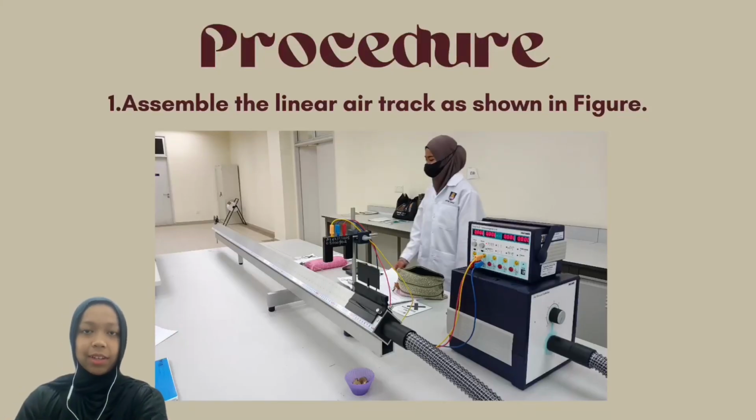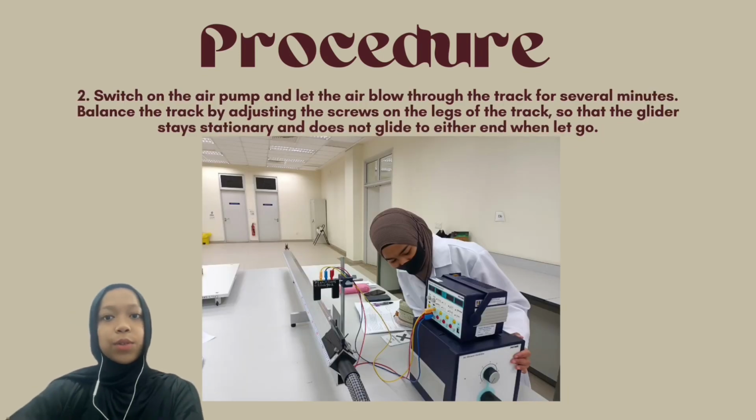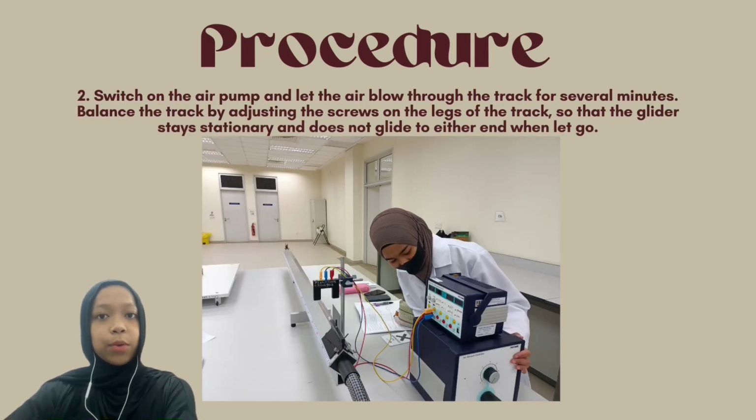For the procedure, first, assemble the linear air track as shown in the figure. Second, switch on the air pump and let the air blow through the track for several minutes. Balance the track by adjusting the screws on the legs of the track so that the glider stays stationary and does not glide to either end when let go.